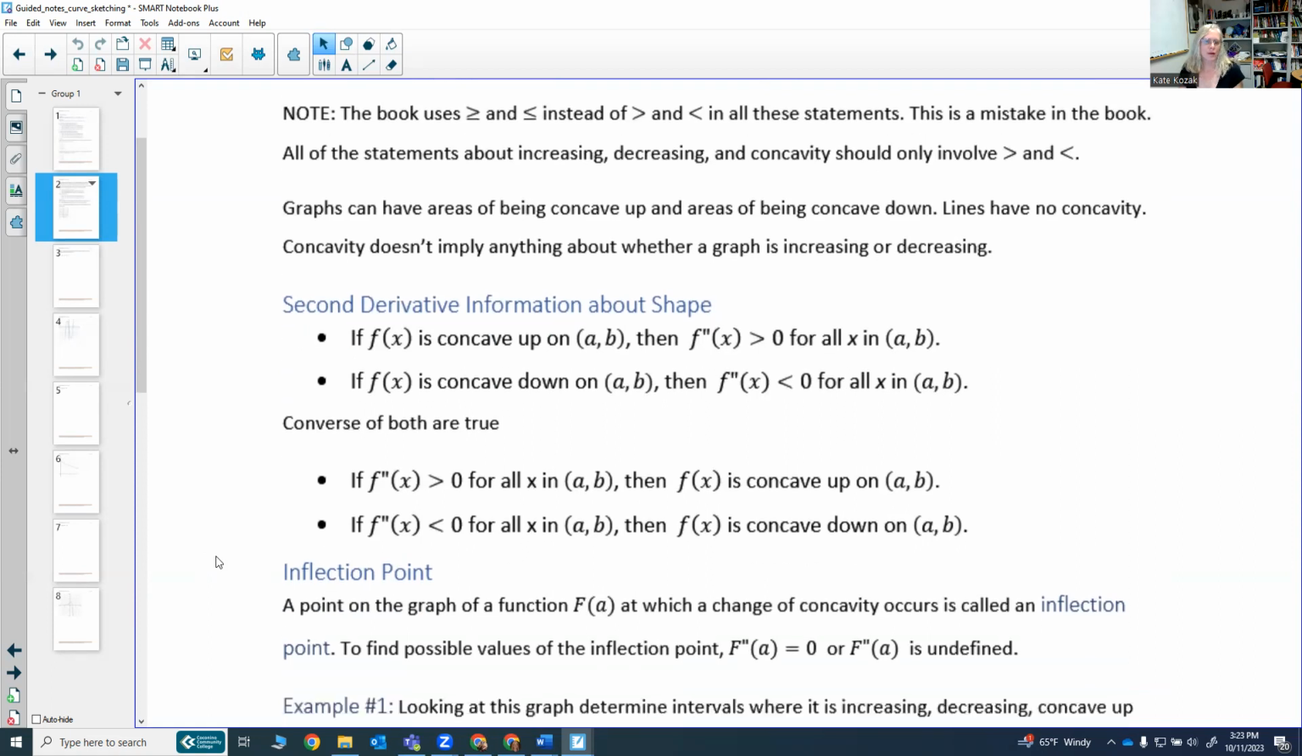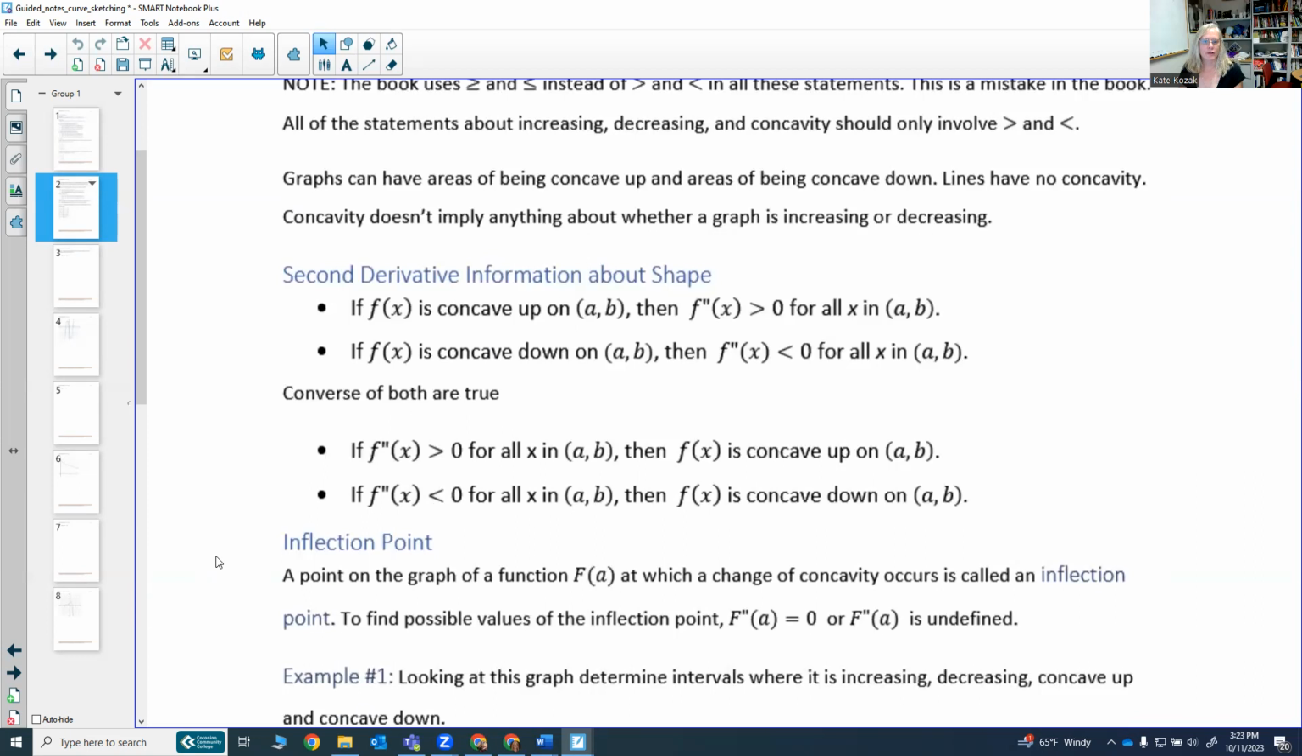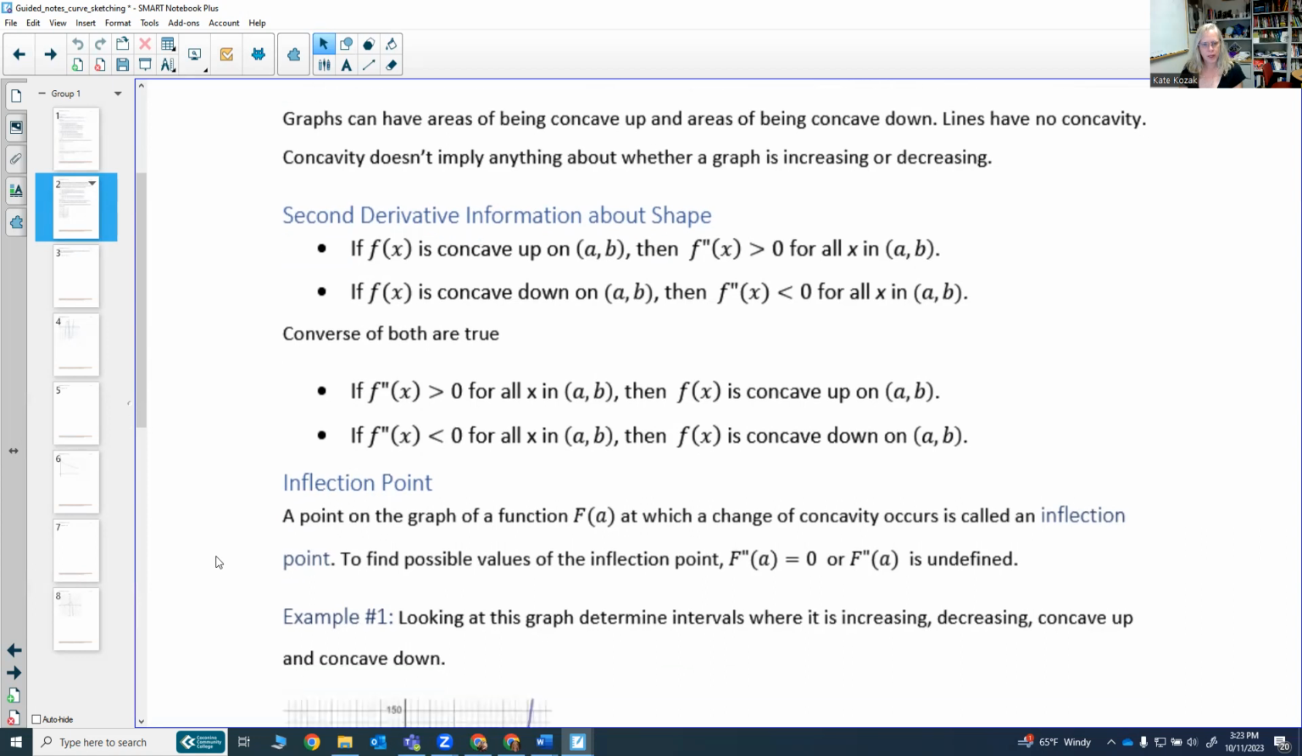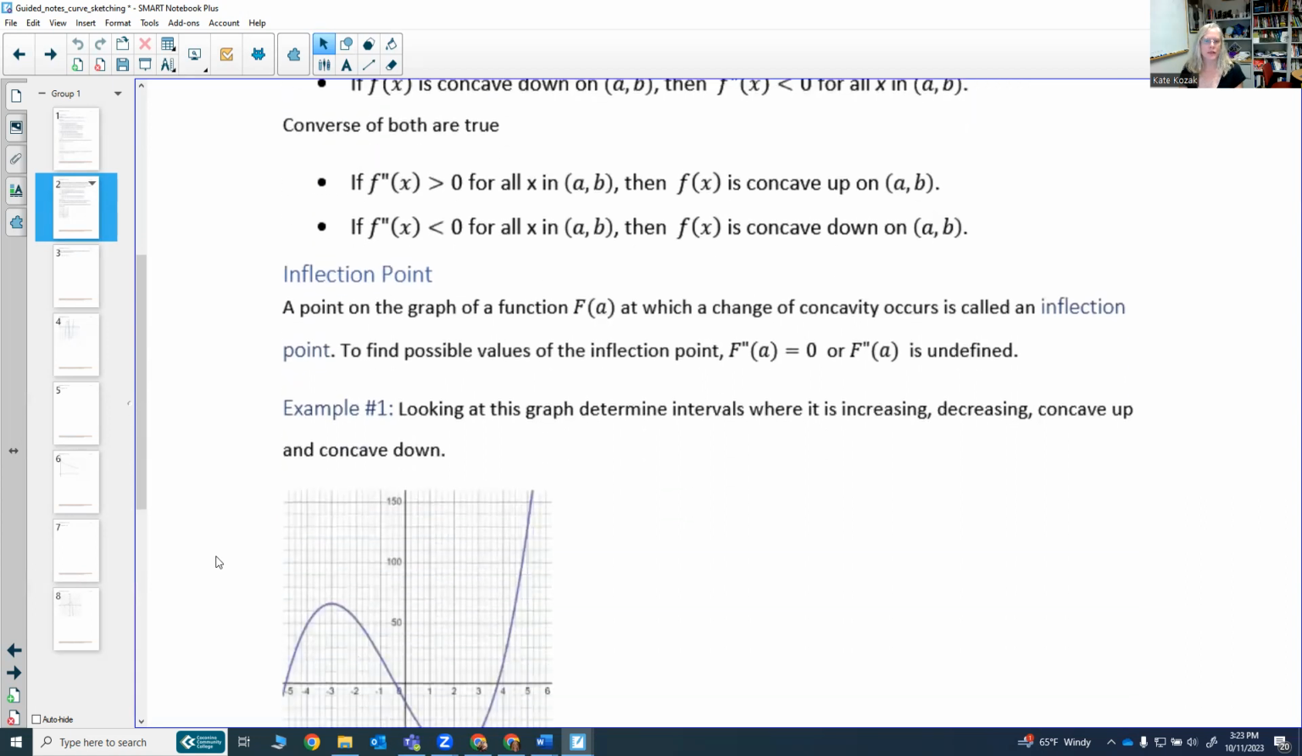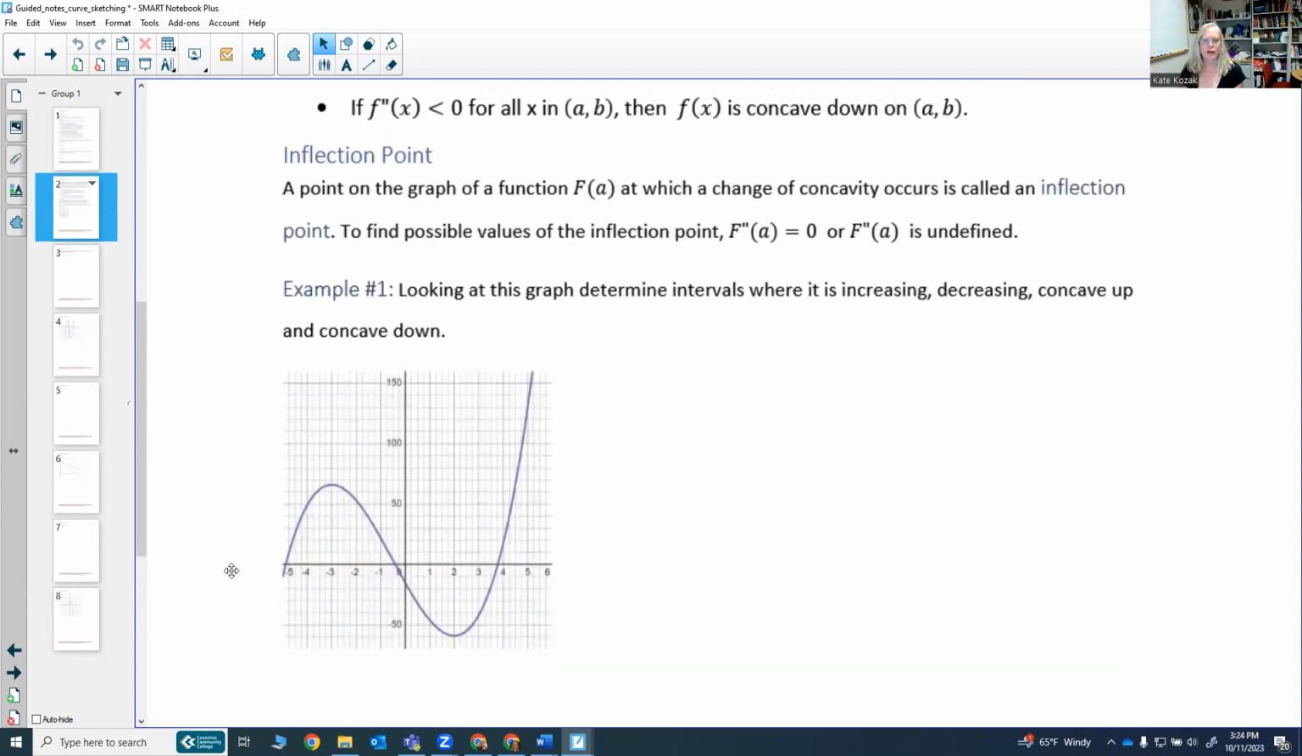Inflection point: a point on the graph of a function f at which a change of concavity occurs is called an inflection point. To find possible values of the inflection point, f double prime of a equals 0 or f double prime of a is undefined. So let's look at an example. Looking at this graph, determine the intervals on which it is increasing, decreasing, concave up, or concave down.